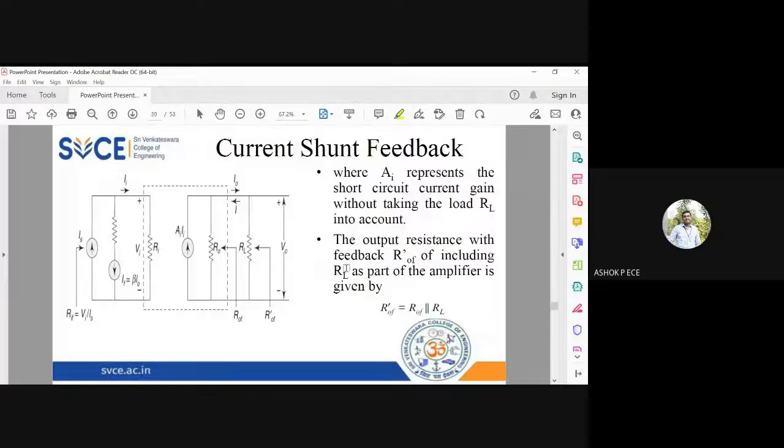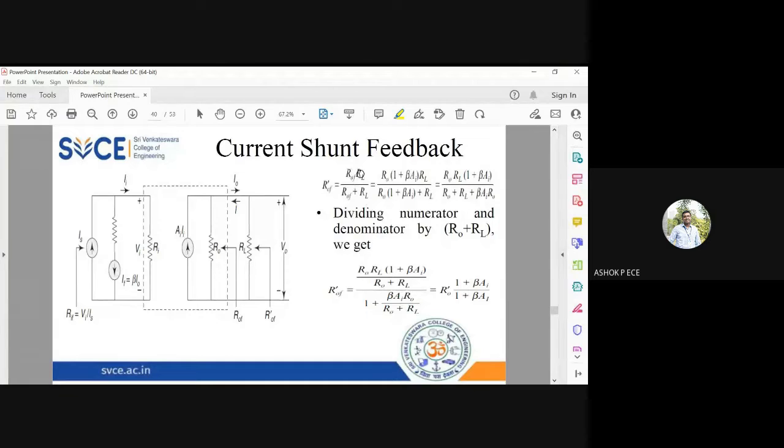Whenever you have a feedback amplifier, we will also find one more output impedance, R naught F dash, which is the combination with RL. So R naught F dash is always going to be R naught F in parallel with RL. Substitute for R naught F, you know the expression. So take the LCM, divide the numerator and denominator by constant terms, and bring it to a standard form.